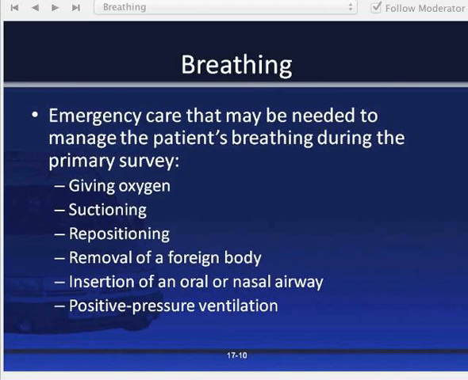Emergency care that may be needed to manage the patient's breathing during the primary survey includes the following: giving oxygen, suctioning, repositioning of the airway, removal of foreign body, insertion of an oral or nasal airway, and positive pressure ventilations.